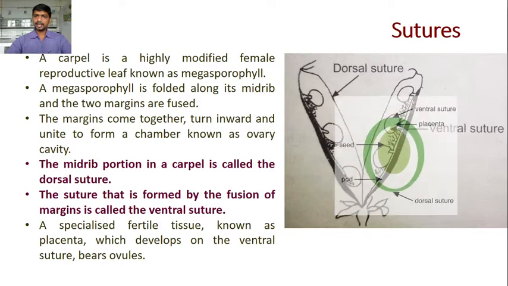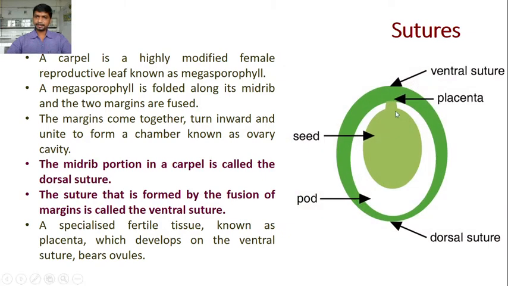This is the individual ovule here. This fertile tissue is called the placenta. This is the ventral suture on which the ovule is developed, and this ovule after fertilization forms the seed. And the portion of the midrib is called the dorsal suture. Dorsal suture, ventral suture, placenta and ovule.